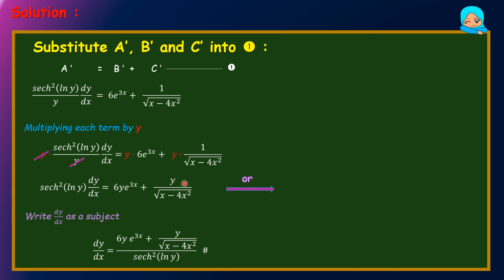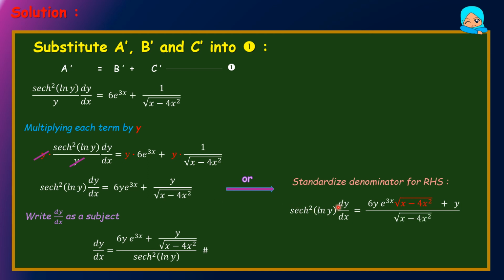Or from this answer, we can also use this method. We standardize the denominator for the right hand side. The left hand side stays the same: sec squared ln y dy over dx. And for the right hand side, we standardize the denominator. So we need to multiply 6y e^3x by sec x minus 4x squared, and then plus y. We don't need to multiply y by this sec because y already has the denominator sec x minus 4x squared.